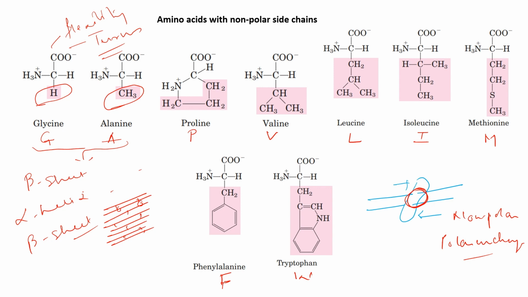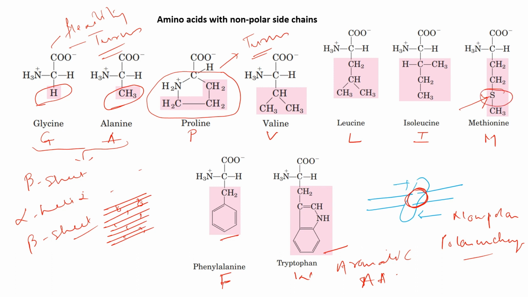Coming to proline, because of its ring structure, it gives rigidity and steric hindrance, right? So it is also found in the turns to give them rigidity. Coming to phenylalanine, it contains a benzene ring. Tryptophan also contains a benzene ring. So these two are the aromatic amino acids. If you see the structure of methionine, it contains a sulfur group. But the sulfur present in methionine is not available for bond formation.